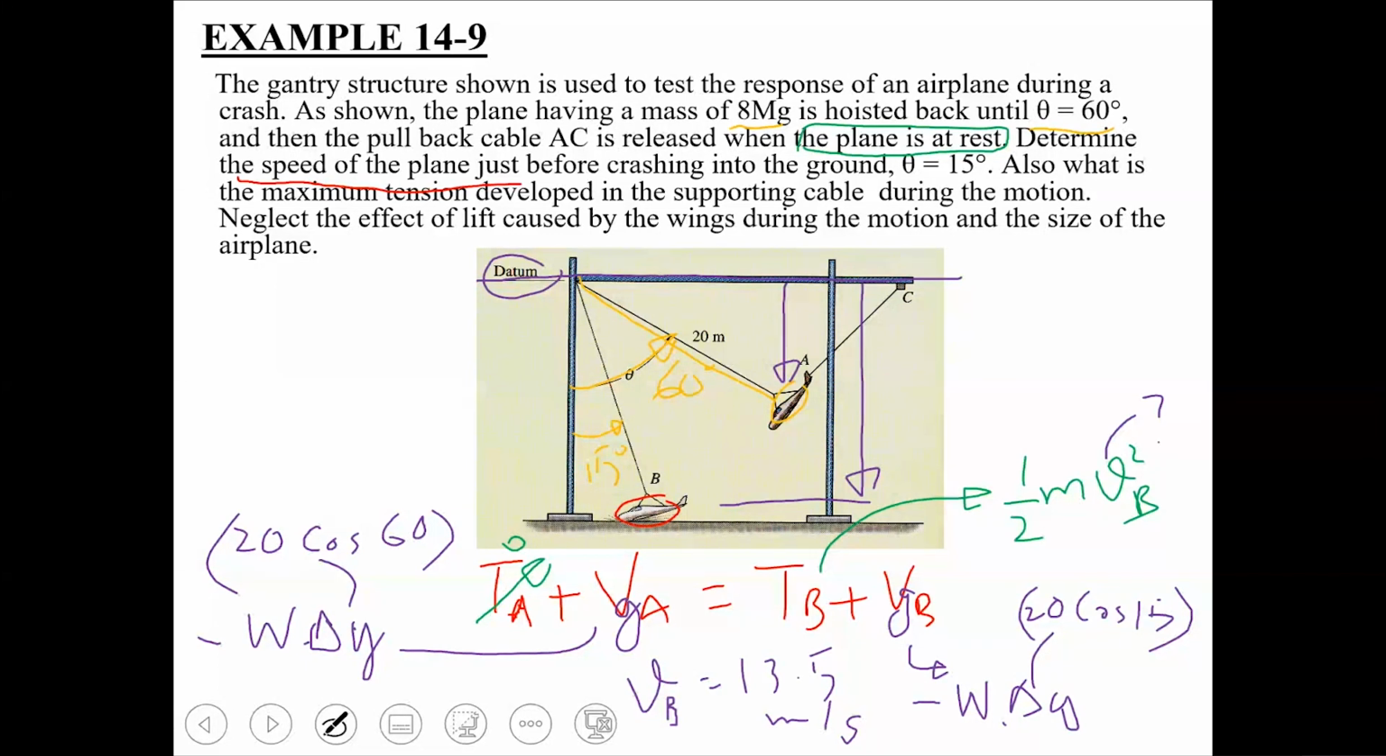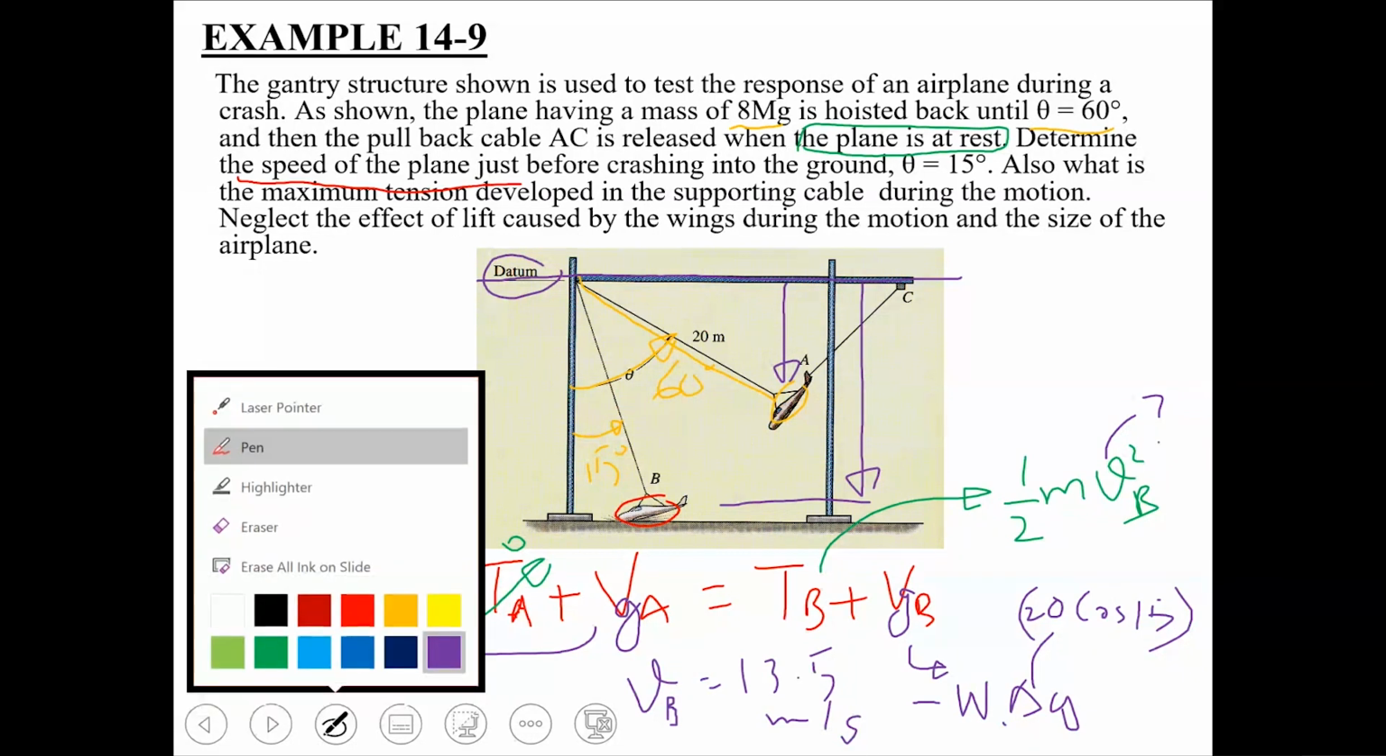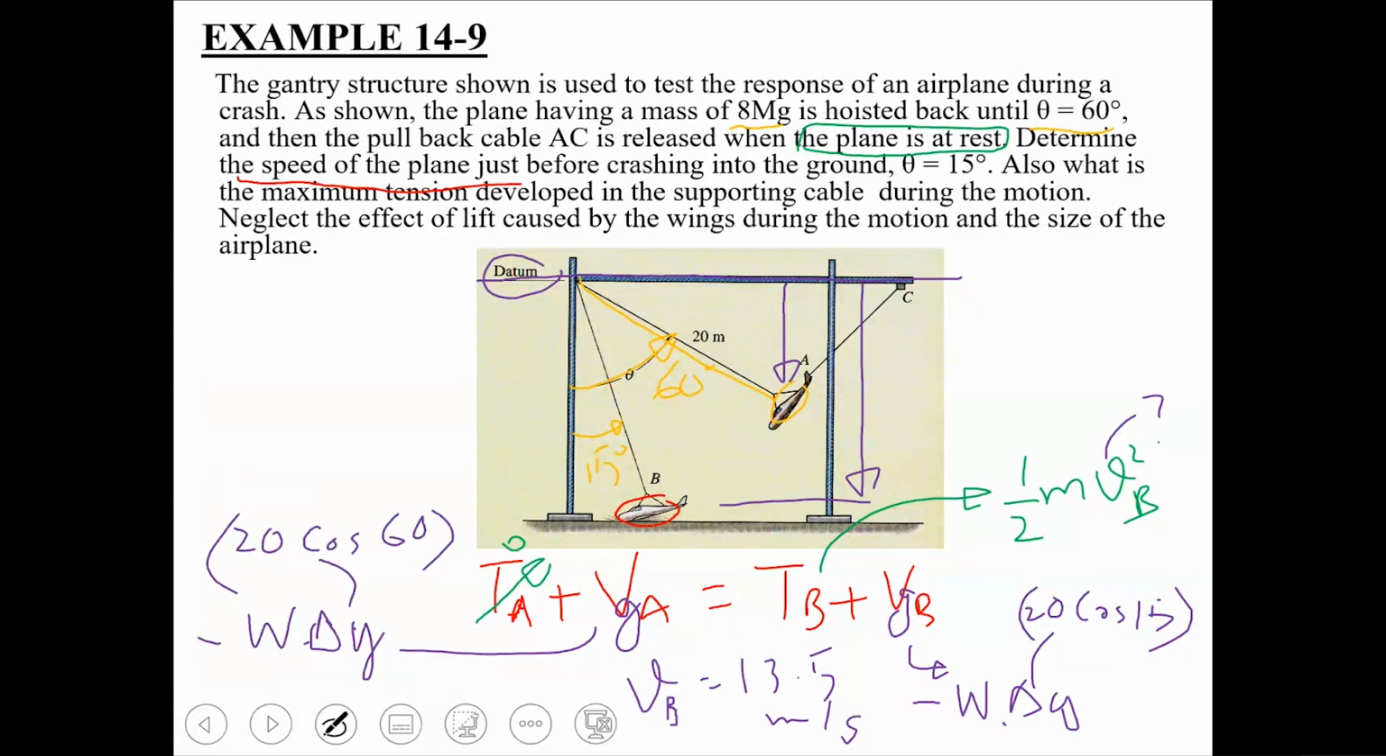Now, to improve your understanding, let us change this datum a bit. In the actual problem the datum was defined at position C, so in order to develop our understanding, let us change this datum to position A and see what changes are going to be required in our conservation of energy principle. So instead of defining the datum at position C, let us define the datum at position A.